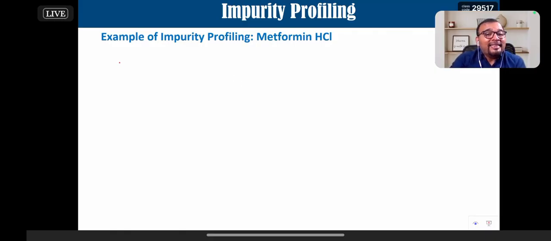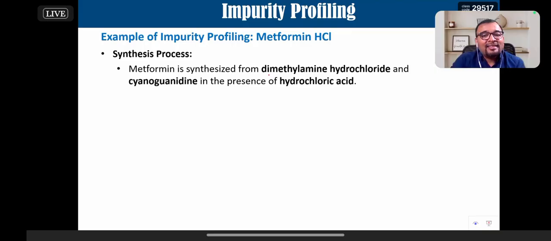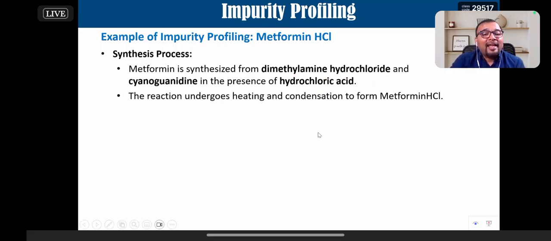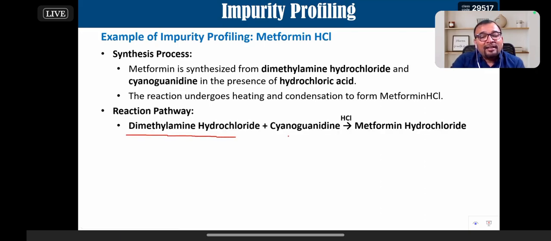So how does the synthesis process take place? How does metformin get synthesized? Metformin is synthesized from dimethylamine hydrochloride and cyanoguanidine in the presence of hydrochloric acid. The reaction can be represented this way: dimethylamine hydrochloride plus cyanoguanidine in the presence of hydrochloric acid. Now this is not the technical reaction. I've just given the rough reaction, resulting in the formation of metformin hydrochloride.